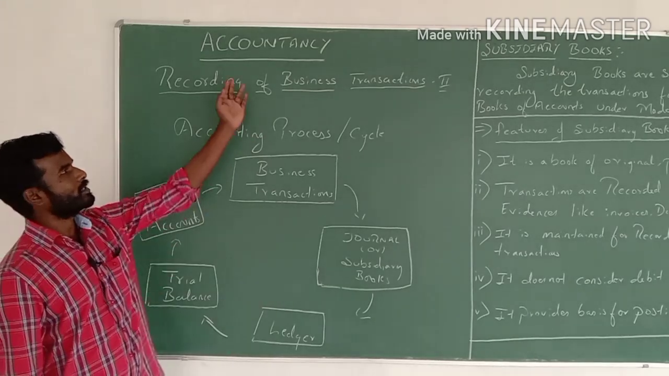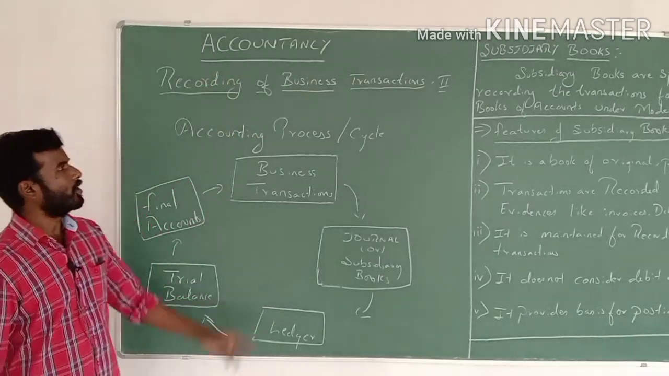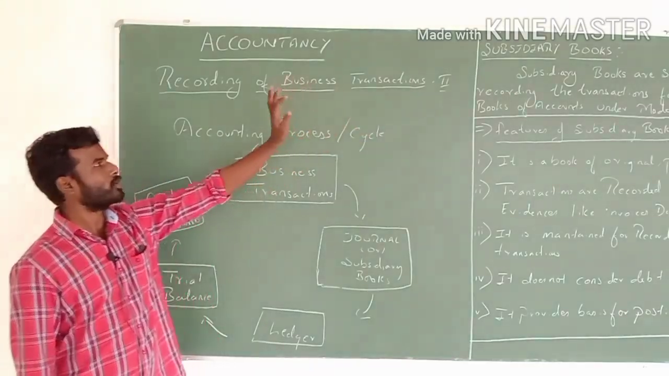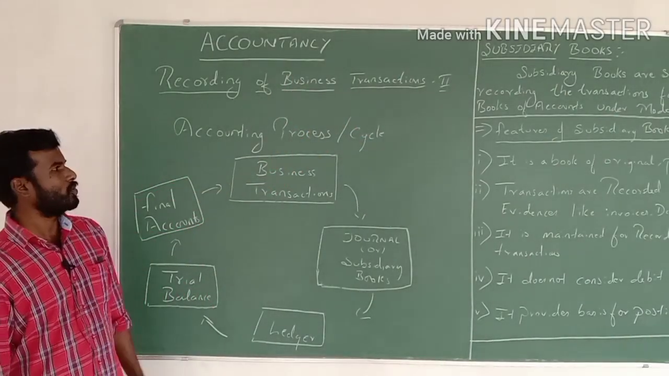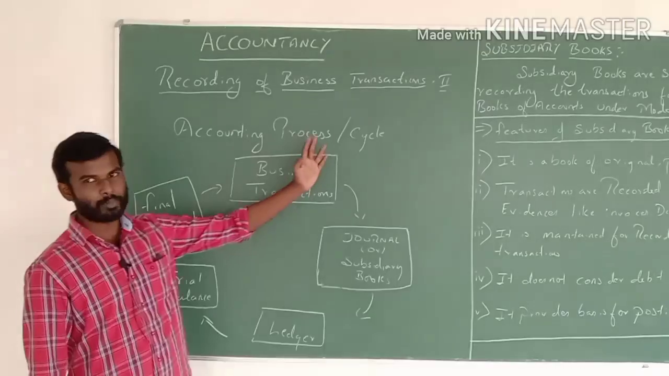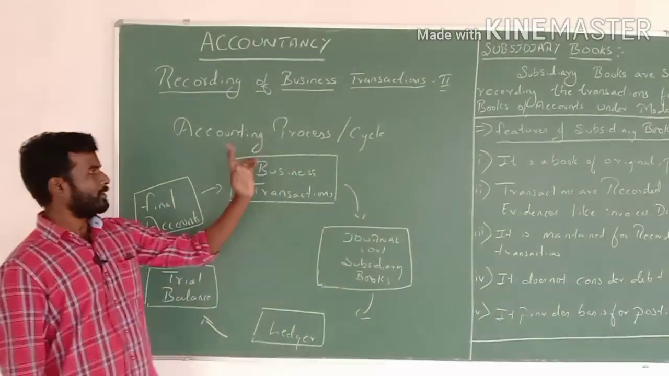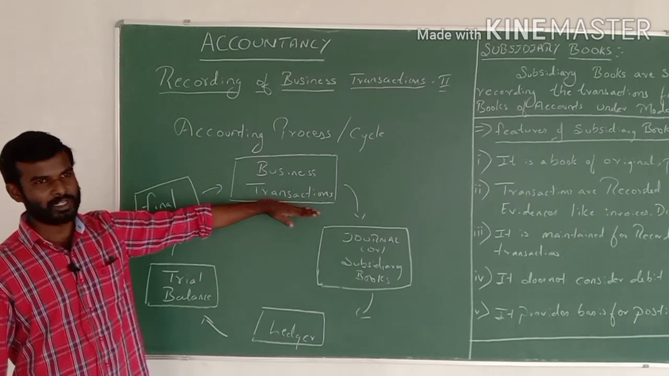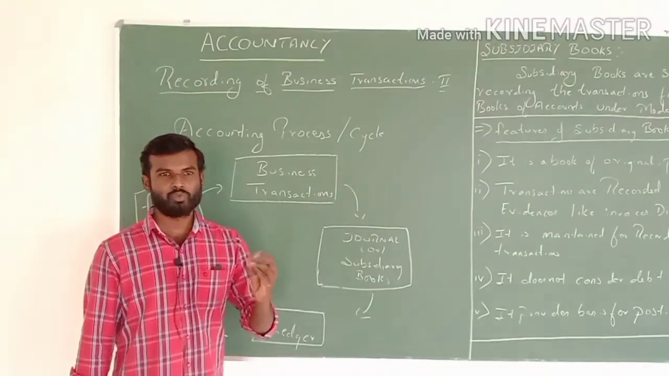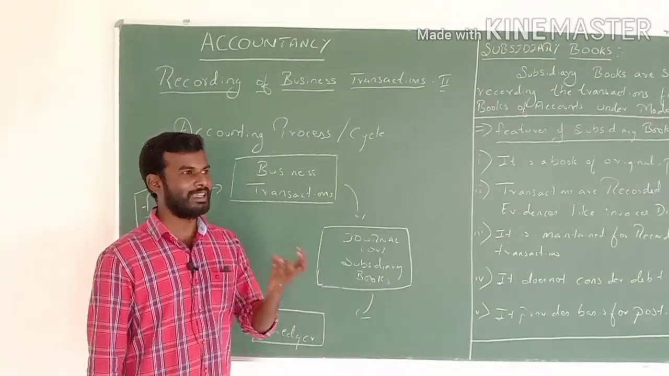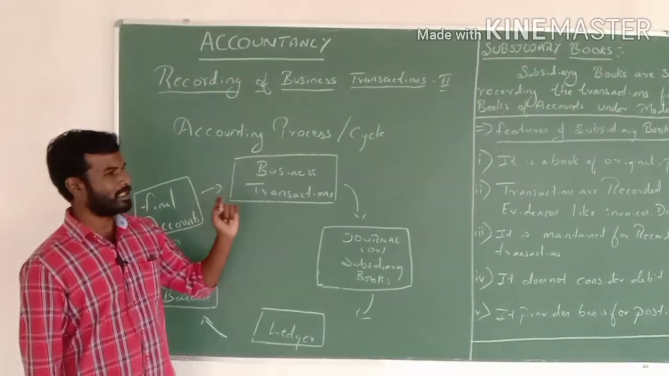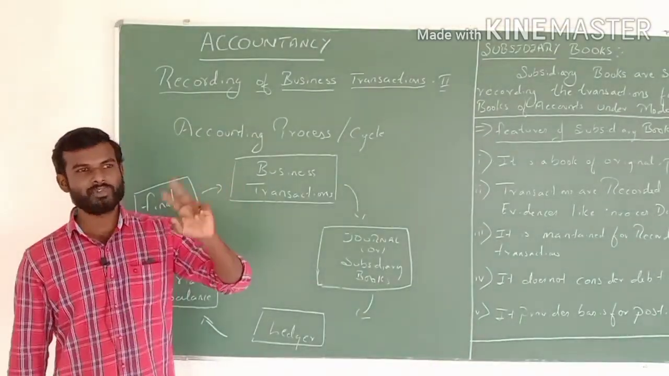Today we are going to discuss the fourth chapter, recording of business transactions part 2. Before going to this, we can have a glance at the accounting process or cycle. In this accounting cycle, the first step itself is a business transaction. A business transaction means an event that involves money or money's worth. In simple terms, we can say it involves the term profit or loss.